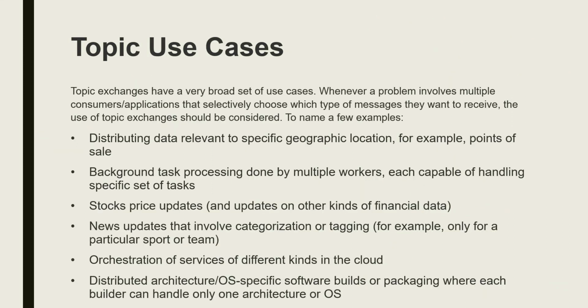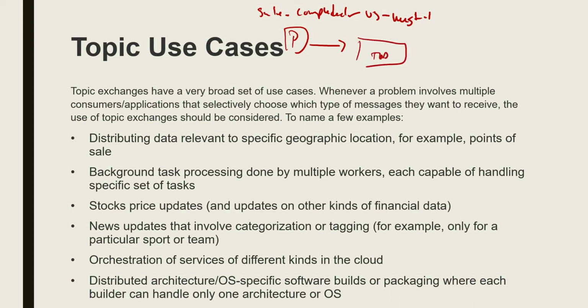Now, you can read through this, you could pause the video, but I do want to draw you another picture of a use case that this is going to be useful for. Let's say that we have a publisher and a routing key of sale.completed, and this was completed in us-west-1. You might know this is a region in AWS. And this is going to be sent to the topic exchange.